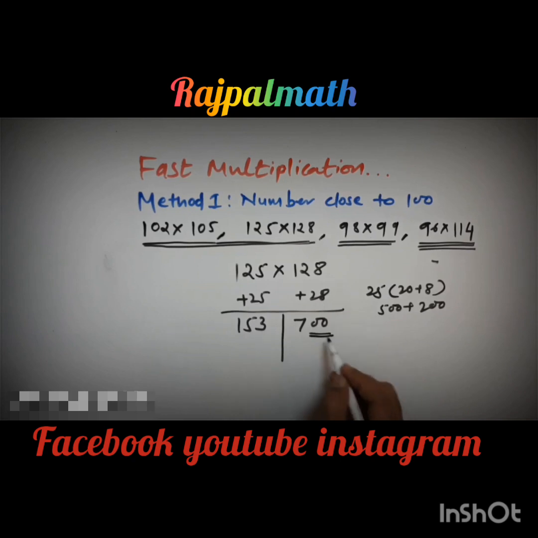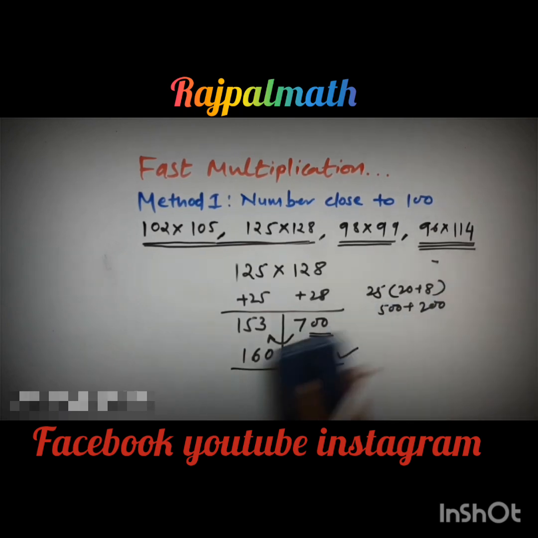Since I'm always going to represent the second part in 2 digits, I'll write it as 00. This 7 will go as a carry over here. So 153 plus 7 will become 160. So 16000 is my answer.